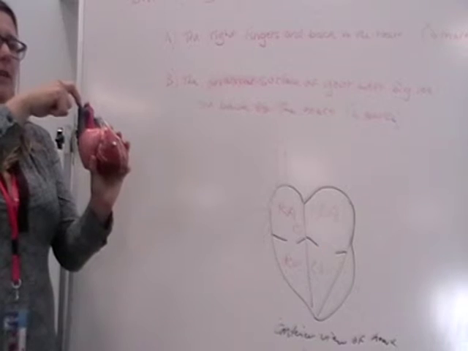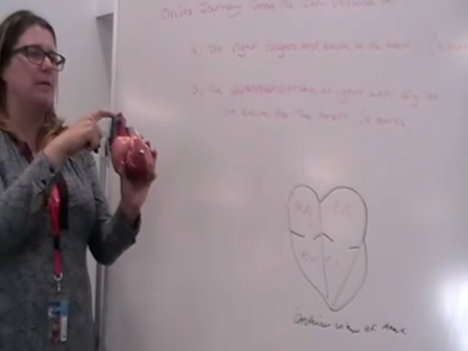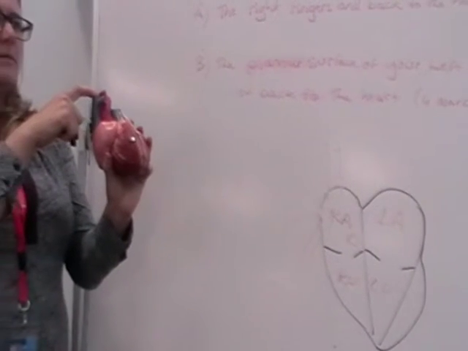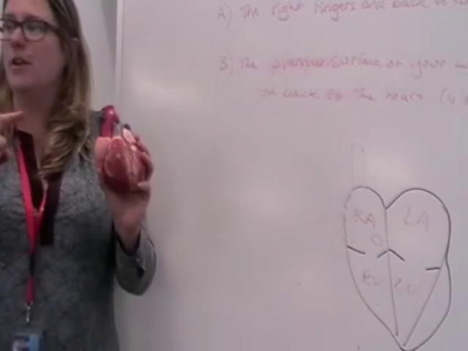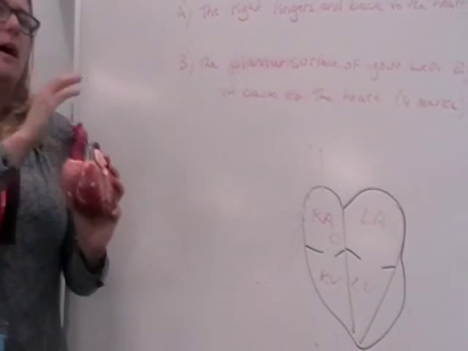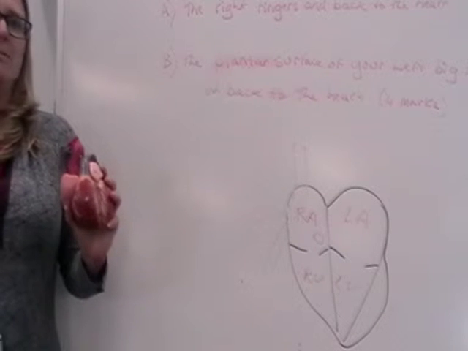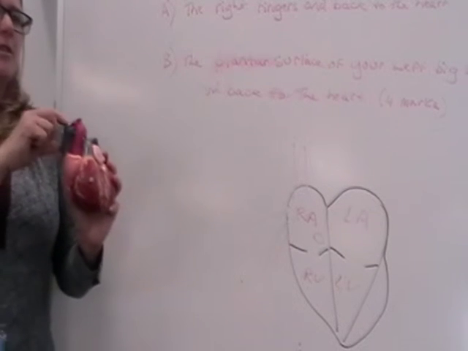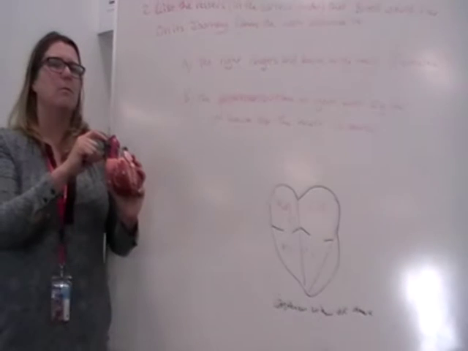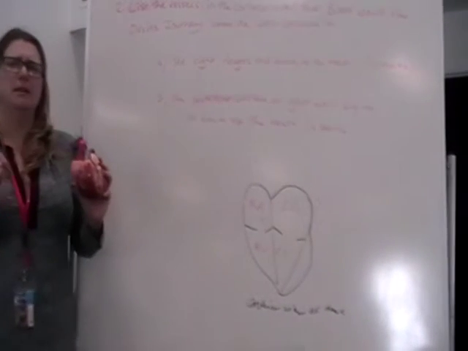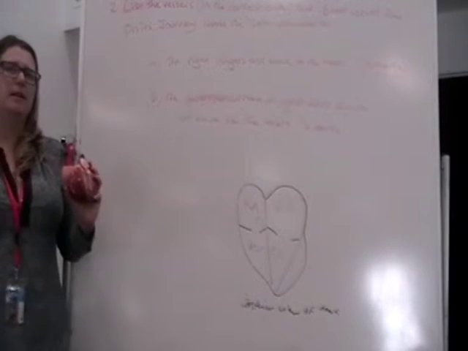Superior vena cava. Excellent. Where is that bringing blood from? Yeah, excellent. So it's actually the left and the right brachiocephalic veins that are draining into the superior vena cava. What would brachio mean? Arm, and cephalic, head.